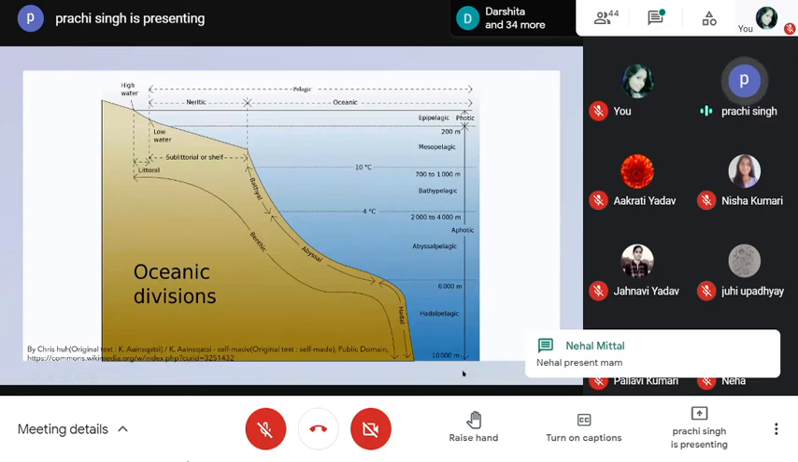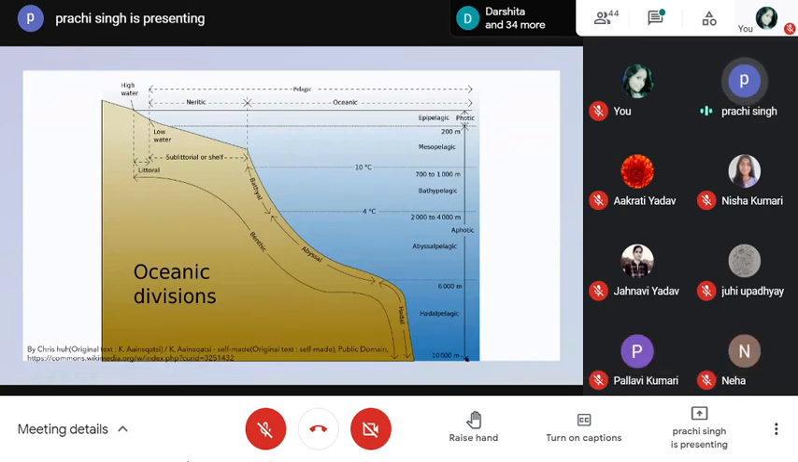So this depth is greater than 6 kilometers up to 10 kilometers. This is between 2 kilometers to 4 kilometers. This is from 700 meters to 1 kilometer of depth, and above that is your mesopelagic, and then up to 100 meters, or 50 meters, of depth is your photic zone.